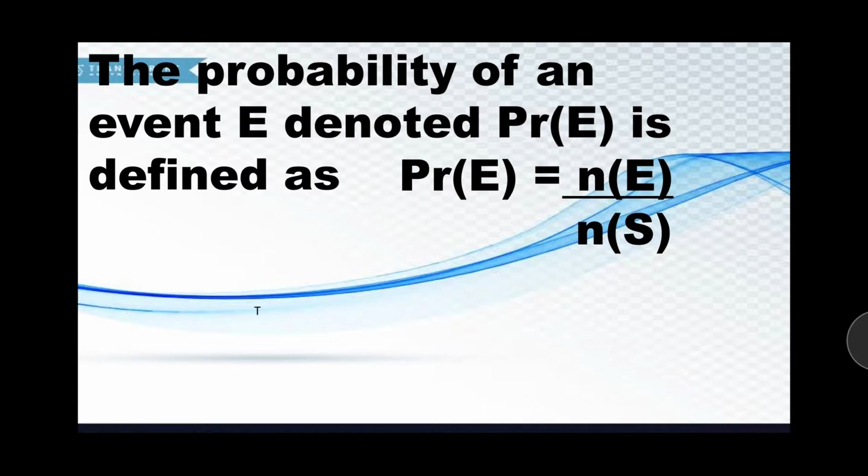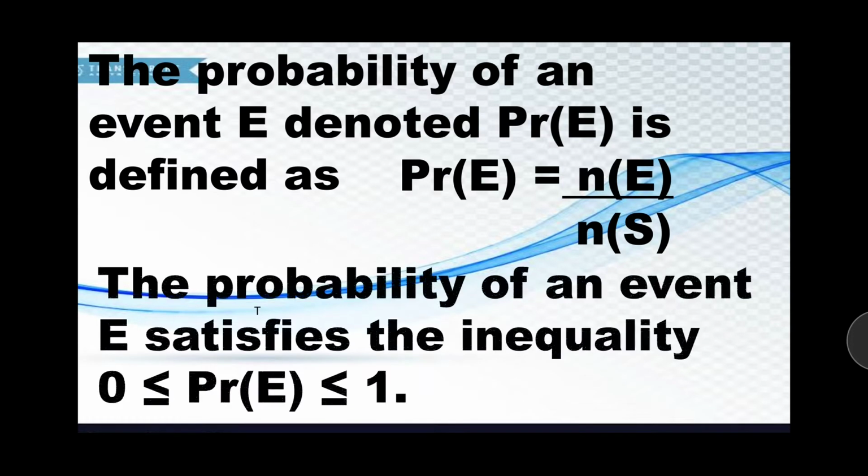This fraction represents the formula for probability. The capital E that you see in the formula represents event. Probability of event is equal to number of the event over number of S, and S means sample space.